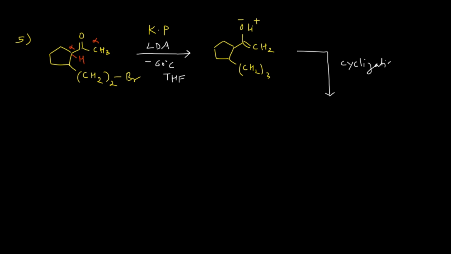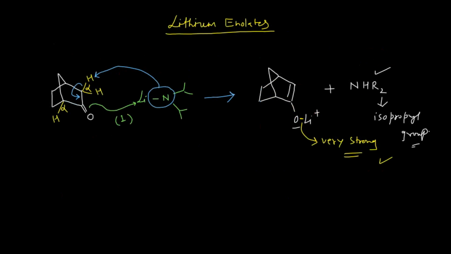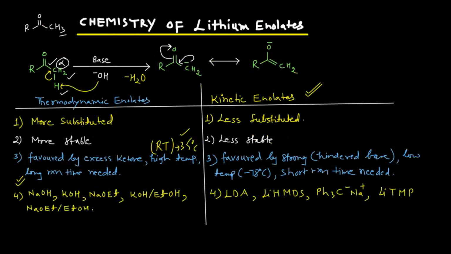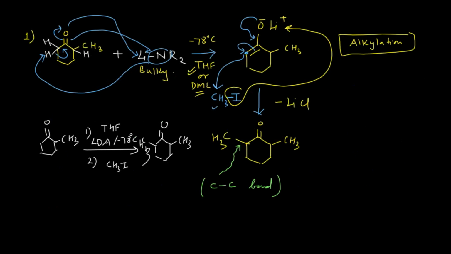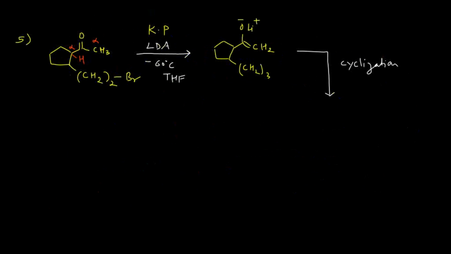In the first slide, if I go back very quickly, right here, what I have written is ideal for promoting E2 elimination. Though I didn't mention it in my previous problems, in this particular problem I am going to discuss that E2 elimination. Say this is Br. So cyclization will occur due to the E2 elimination, by the E2 fashion mechanism. So how will the cyclization occur?